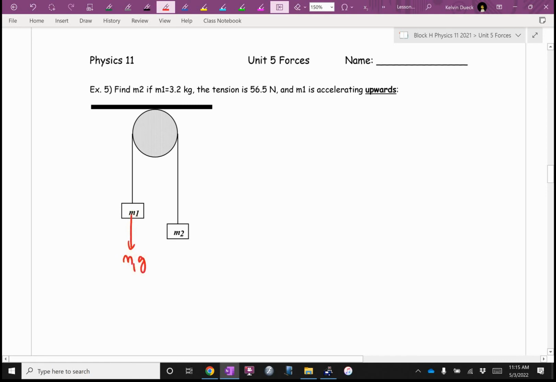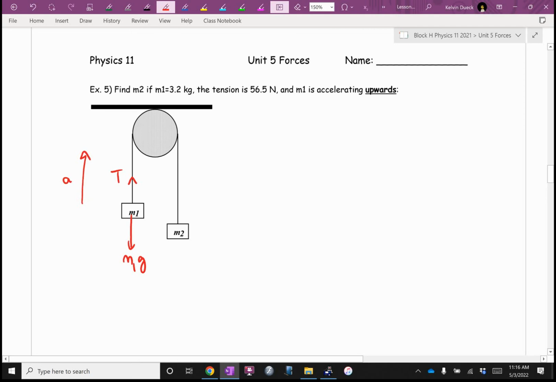What else? I have to tell you one piece of information in this question. I have to tell you which way we're accelerating. If I don't tell you that, you can't solve this. Which way is M1 accelerating? Let's put a little A right there so we know.